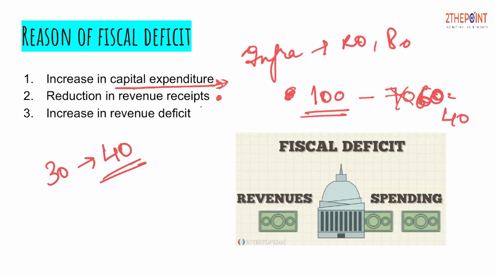The last point is increase in revenue deficit. Now what is revenue deficit? It is the difference between the revenue expenditure and the revenue receipts. So if there is increase in this revenue deficit, this would certainly lead to increase in the fiscal deficit of the country.